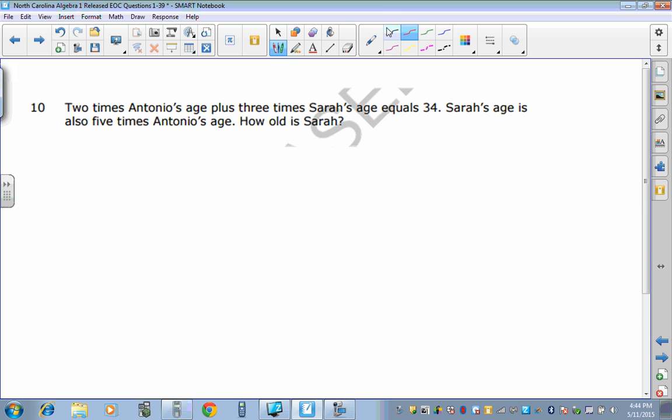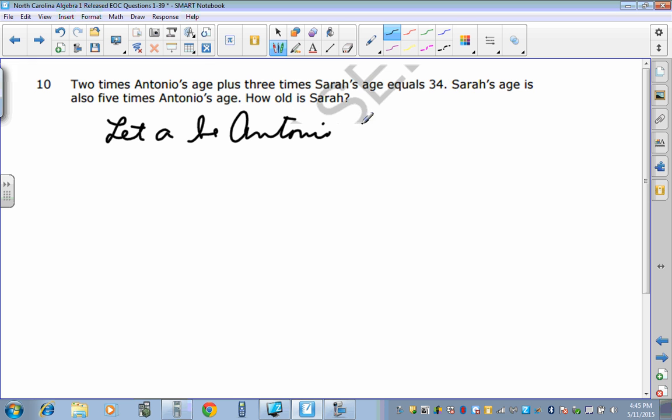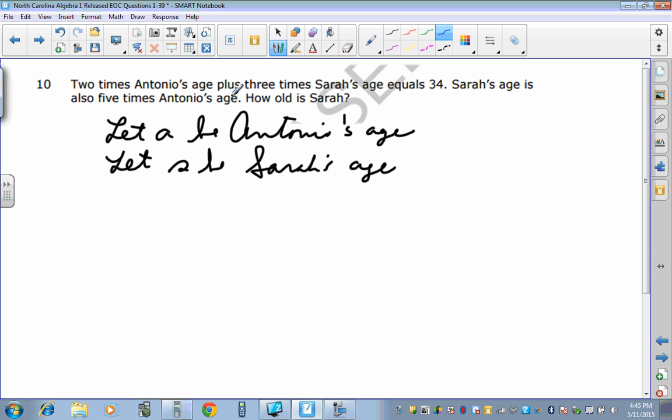Okay, let's look at this one now. 2 times Antonio's age plus 3 times Sarah's age equals 34. So let's let A be Antonio's age, and let's let S be Sarah's age. We have 2 sentences, 2 equations, 2 variables. We know we can set up a system. So 2A plus 3S equals 34. That's our first equation.